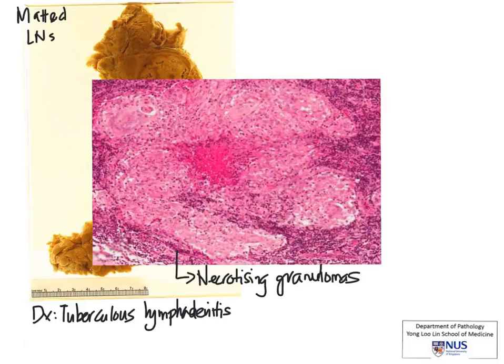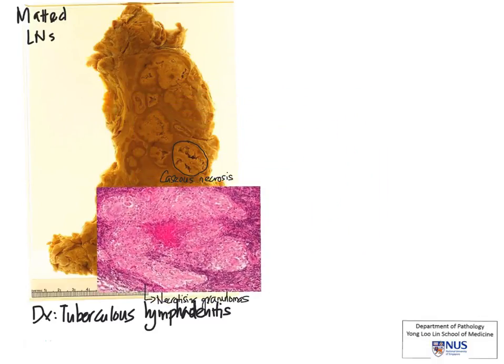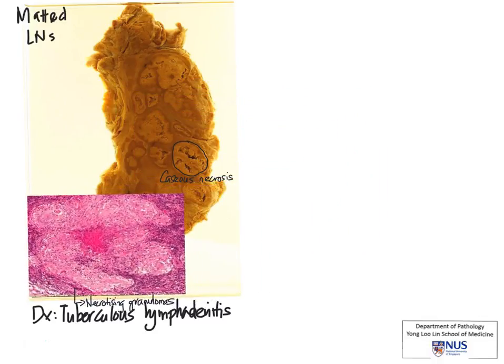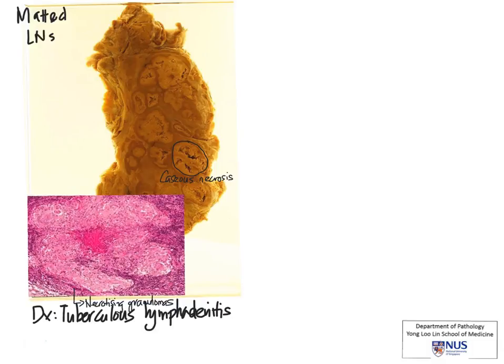We also mentioned that material can be sent to the microbiology lab, both for culture as well as examination for acid-fast bacilli. And not only that, in the pathology lab, we can also examine for acid-fast bacilli using the Ziehl-Neelsen stain. Now, one of the most important differential diagnoses for TB is malignant lymphadenopathy.